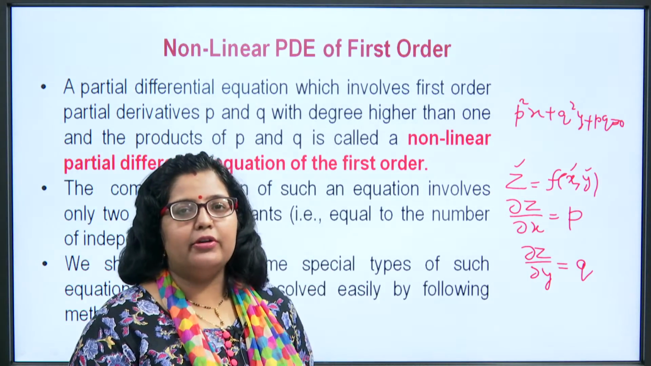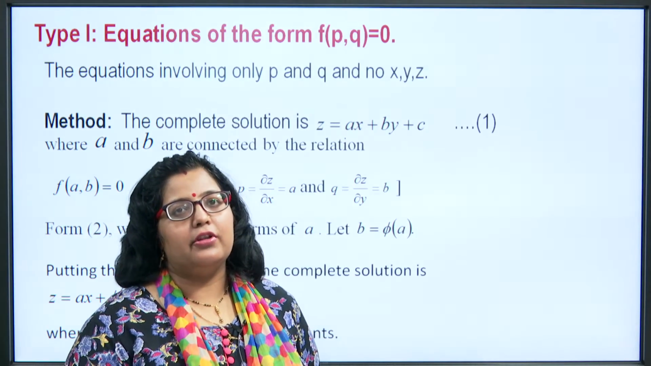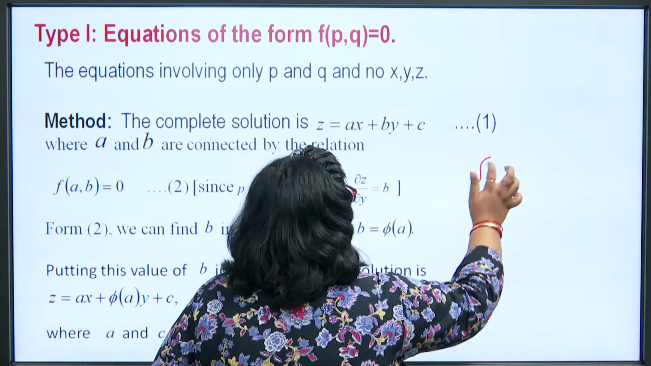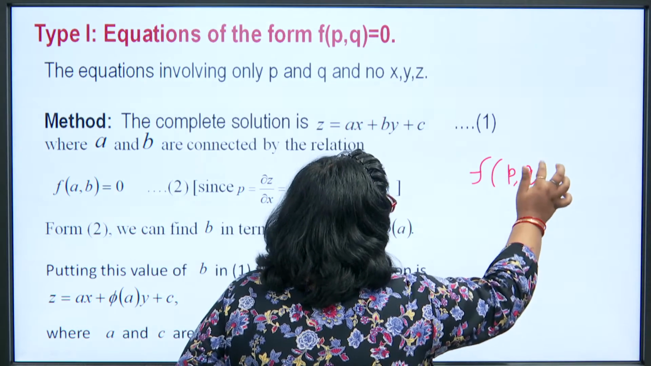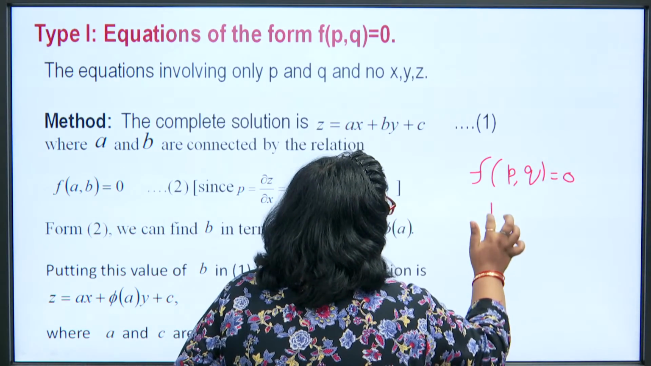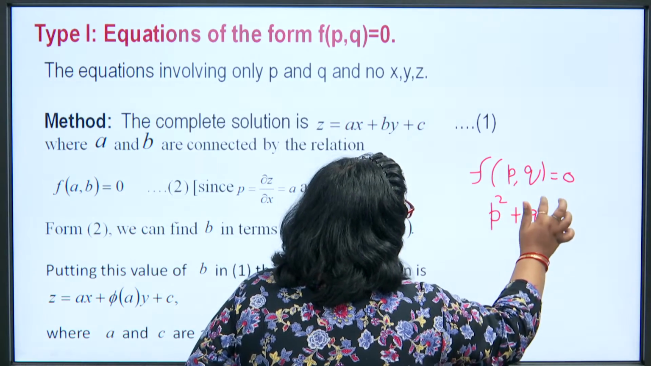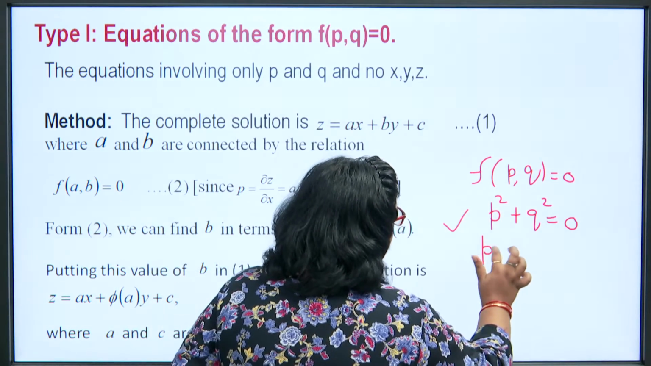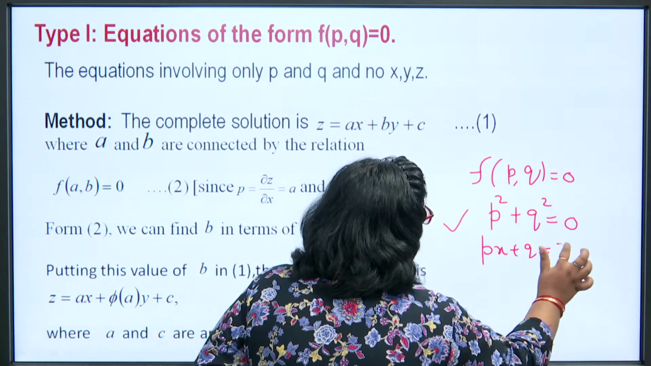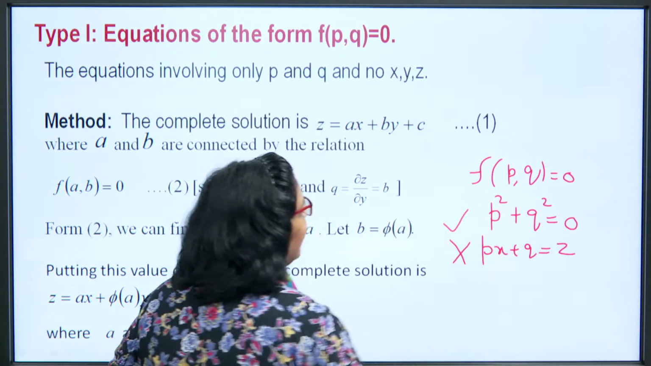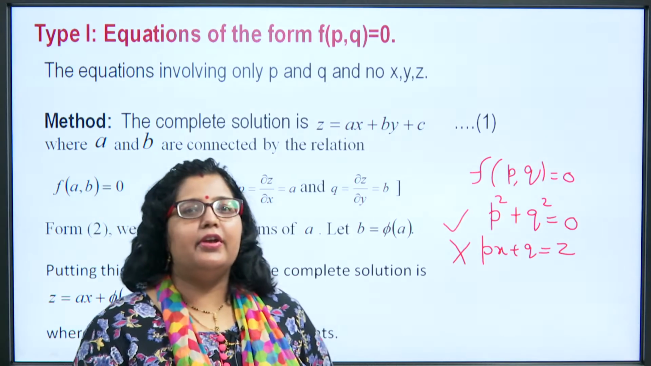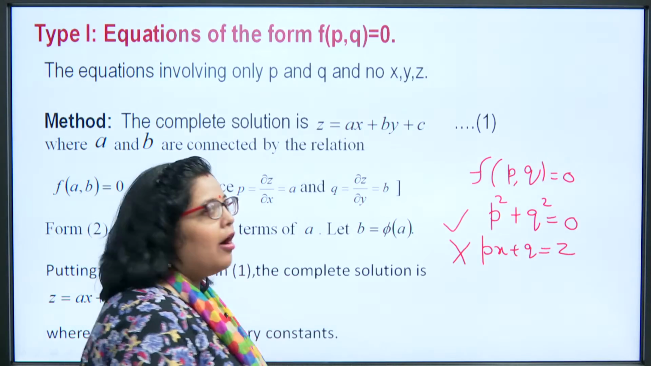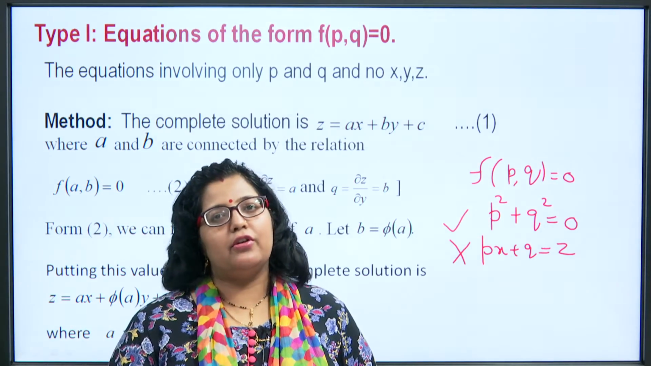Now, study the first type of non-linear differential equation. What is the first type? If the equation contains only p and q, for example p squared plus q squared equal to 0, this is type first. If the equation has terms like px plus q equal to z, this is not type first. Type first equations contain only p and q. Now that we know type first, we find its solution.